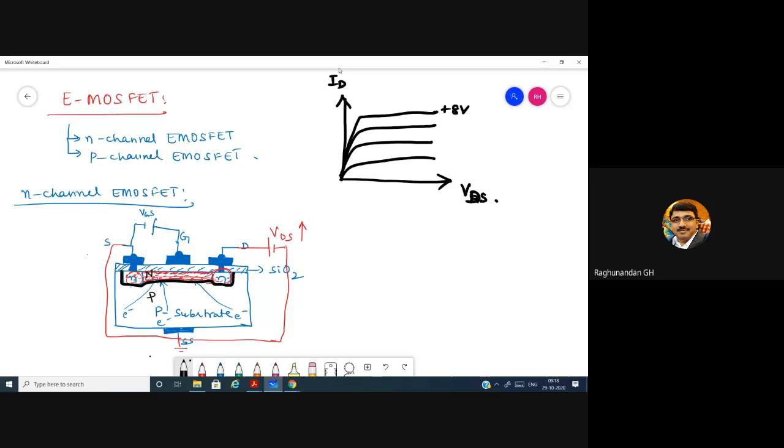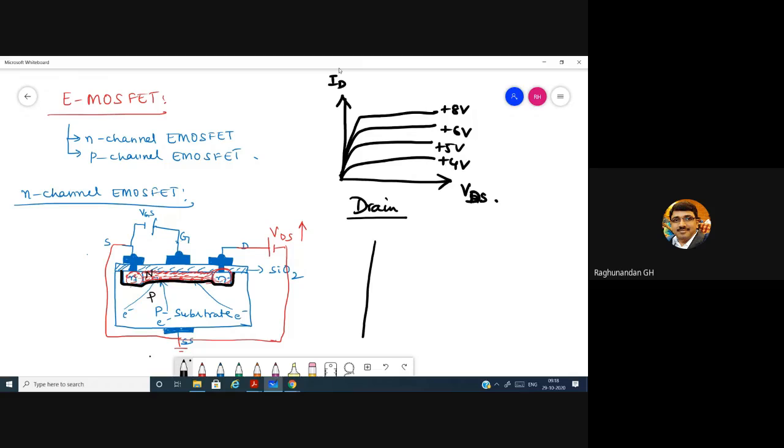That means even VDS is positive, VGS is also positive. Both are positive. But what we did there, VGS, they were reverse. VGS positive means VDS will be negative. If VGS is negative, VDS will be positive, like that. Okay, this is the drain characteristics.